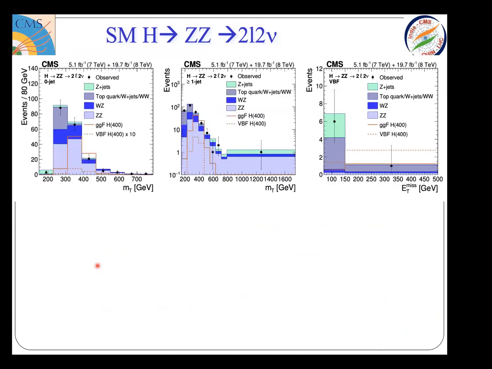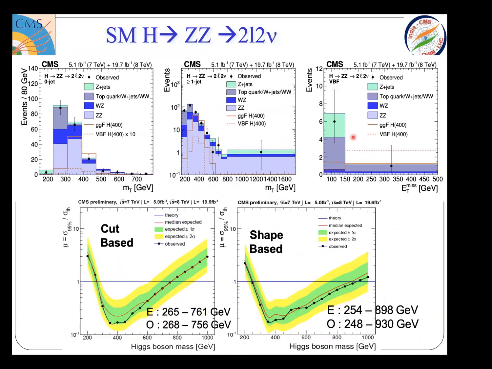So these are the 3 plots: the transverse mass of the Higgs, or the dilepton and the transverse missing energy system, in the 0 jet and greater than or equal to 1 jet categories, and the missing ET in the VBF category, which ultimately, in the absence of excess, gave upper limits on the production cross-section times the branching fraction. It is important to see that even the expected limit with the whole of the data was from around 265 GeV to 761 GeV for the cut-based analysis, and when the shape-based one was used, it was up to 900 GeV. So this channel was able to exclude basically the high mass Higgs boson in the entire mass range, and I will show the combination also.